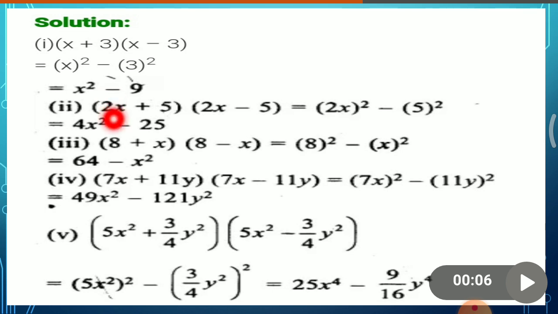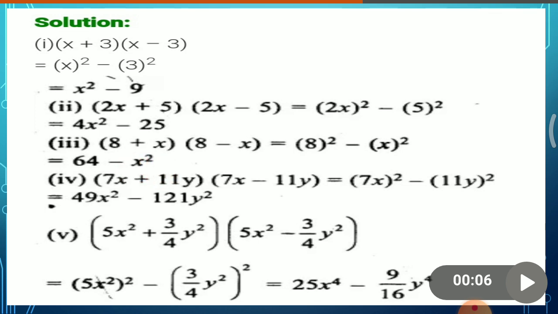Next is 2x plus 5 and in another bracket 2x minus 5. 2x square minus 5 square. 2 2 is 4x square, minus 5 5 is 25. Next is 8 plus x and 8 minus x. So 8 square minus x square. 8 8 is 64 and minus x square.